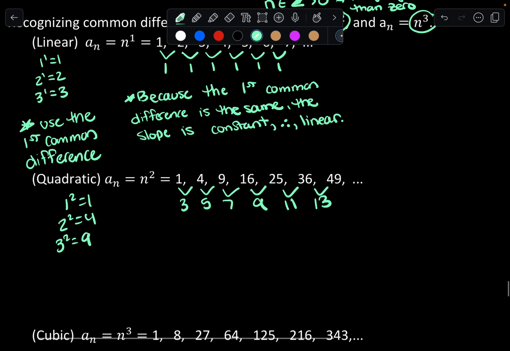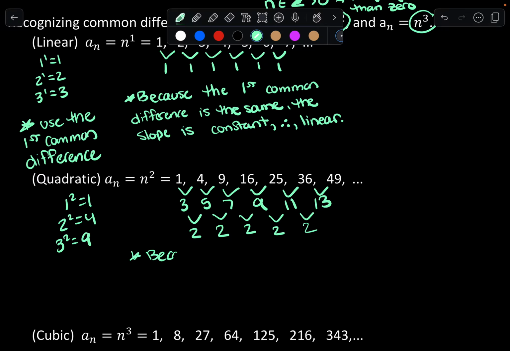So we're going to have to try again by going to the second differences, which means we apply this same difference, but to the first difference, okay? So from 3 to 5, that's a difference of 2. 5 to 7, 2. 7 to 9, 2. And 2 and 2. So now we found our common difference, okay?